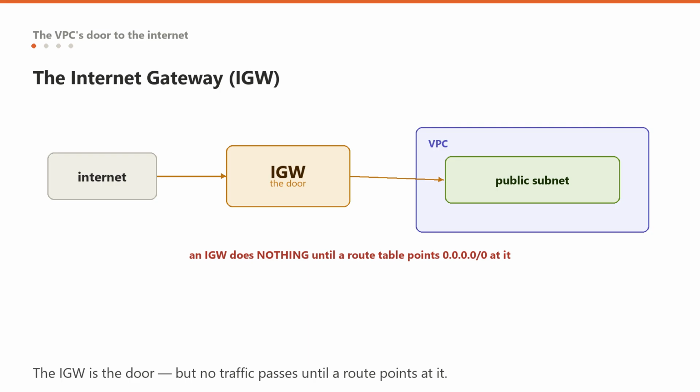But here's the catch that trips people up. Simply attaching an internet gateway to your VPC does nothing on its own. The gateway and the route work together. You need both.